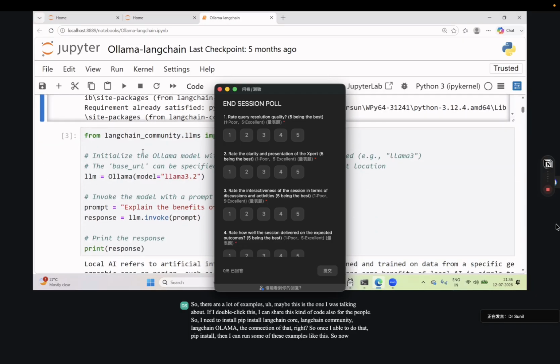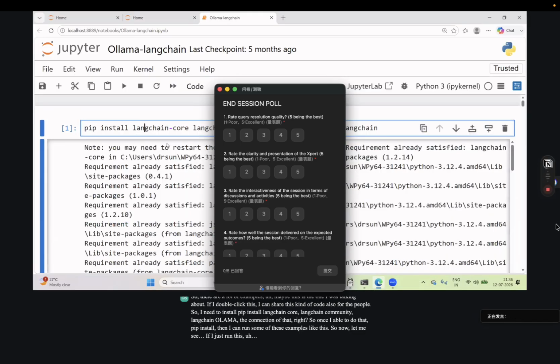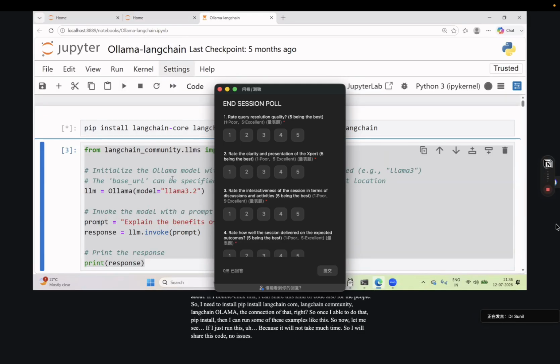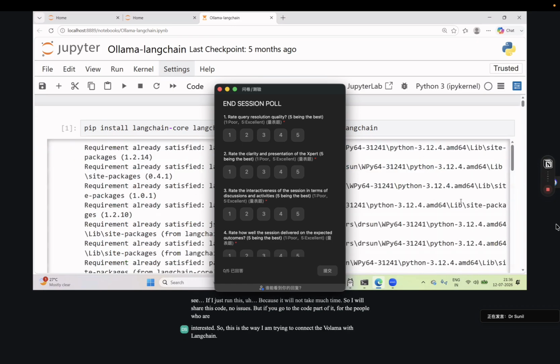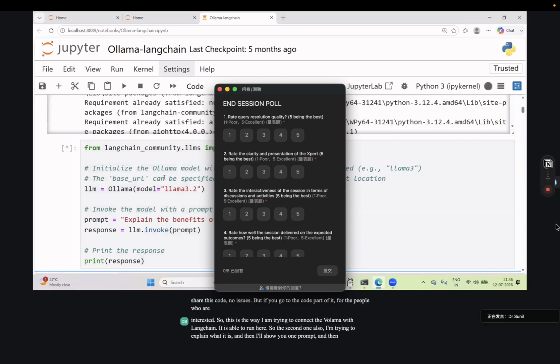Now let me see if I just run this, because it will not take much time. I will share this code, no issues. If you go to the code part of it, for the people who are interested, this is the way I am trying to connect Ollama with LangChain. It is able to run here. The second one also, I'm trying to explain what it is, and then I'll show you one prompt and then close the session for today.